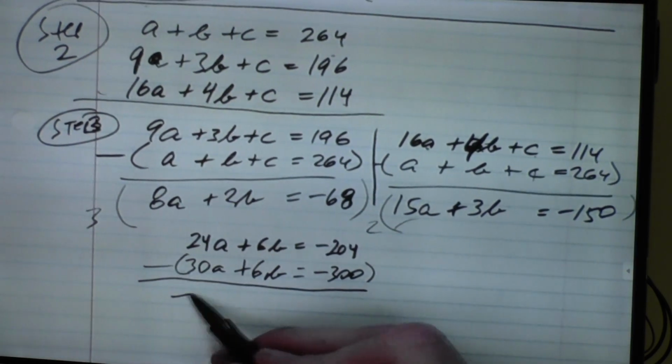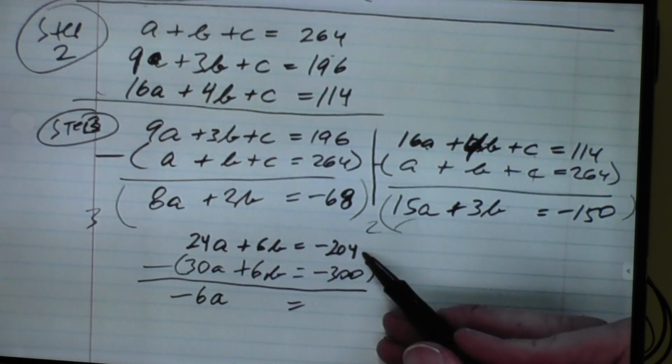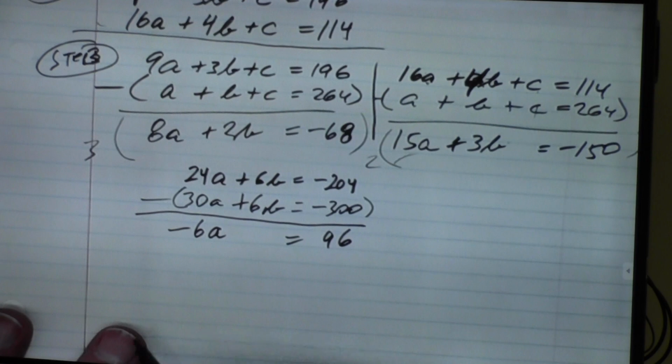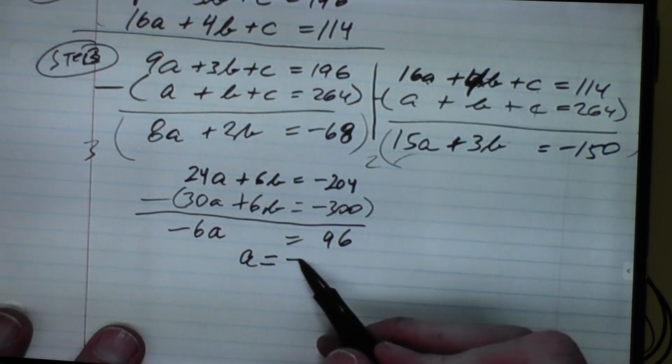This take away that gives me negative 6A. These cancel out. And here negative 204 plus 300 gives me 96. When you divide both sides by that negative 6, you get that A is negative 16.